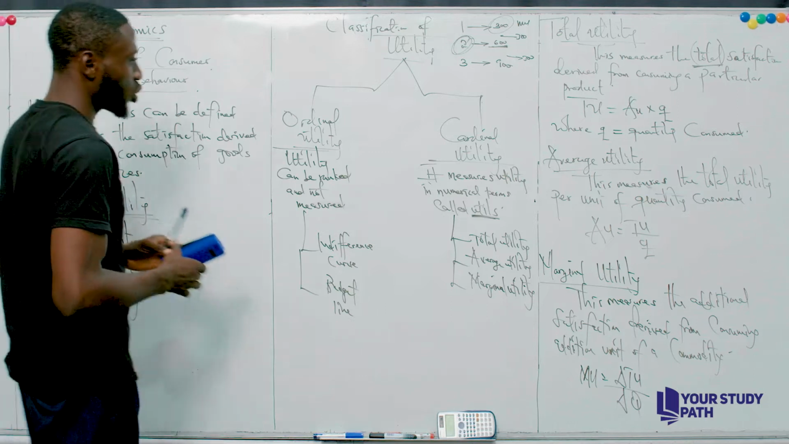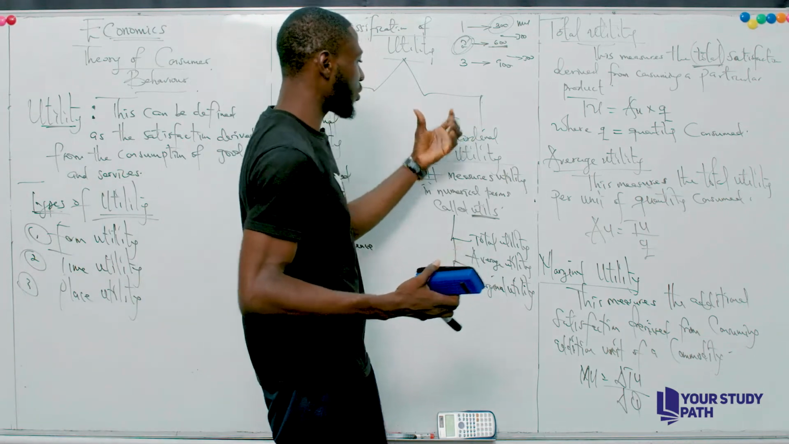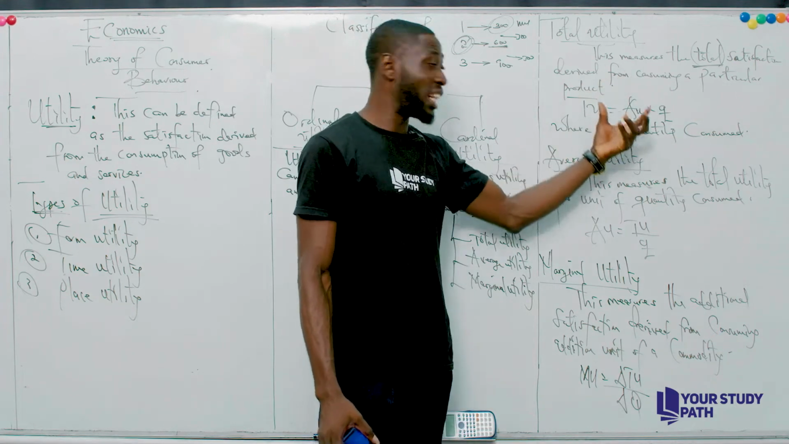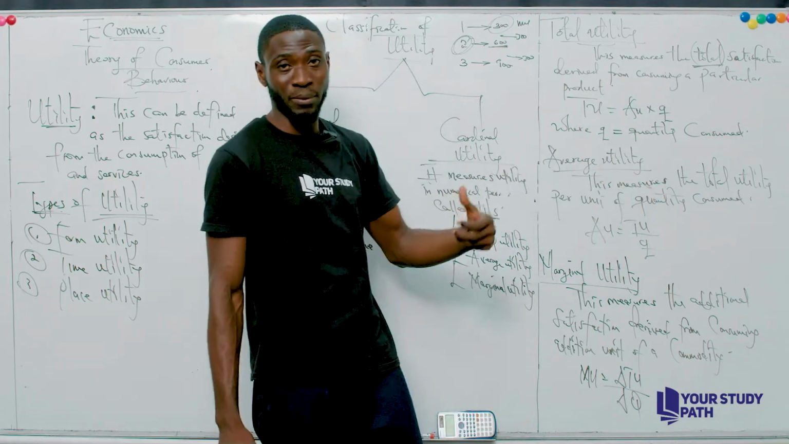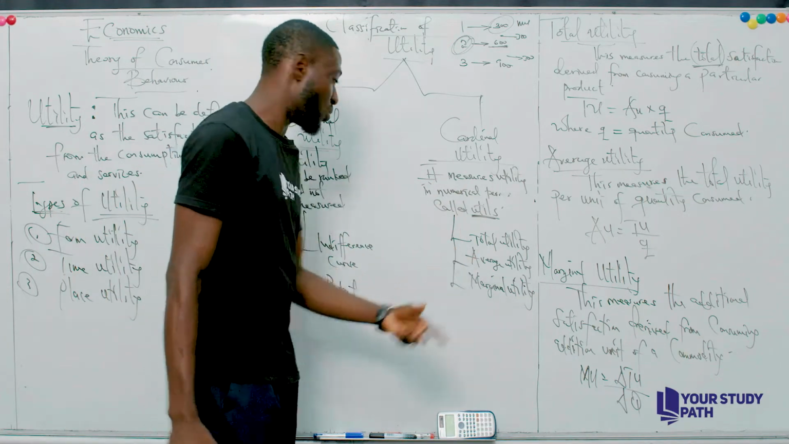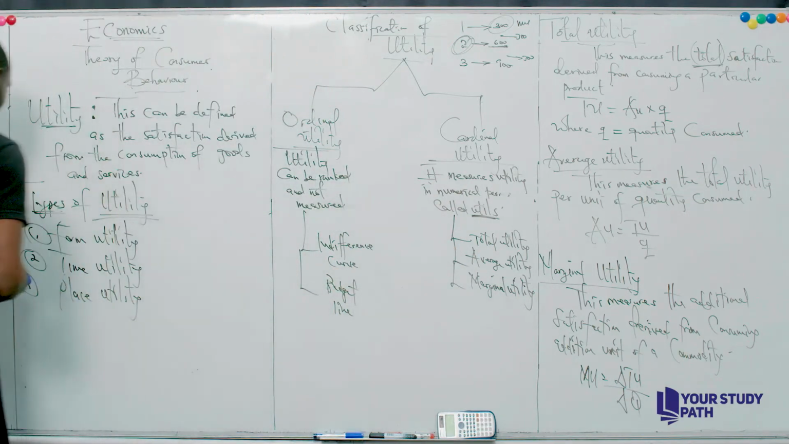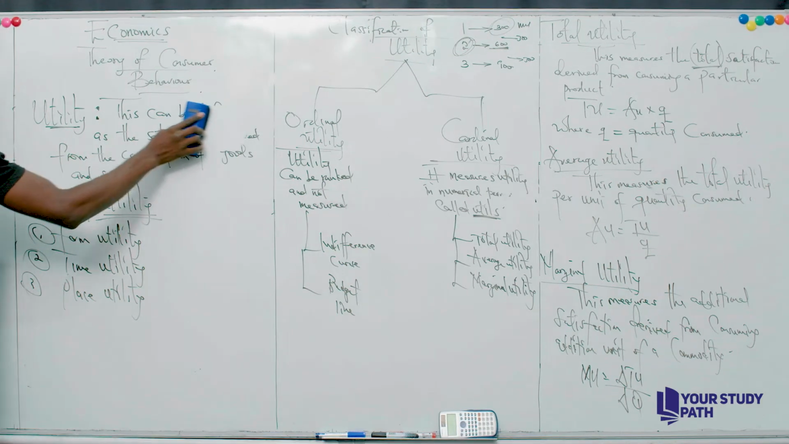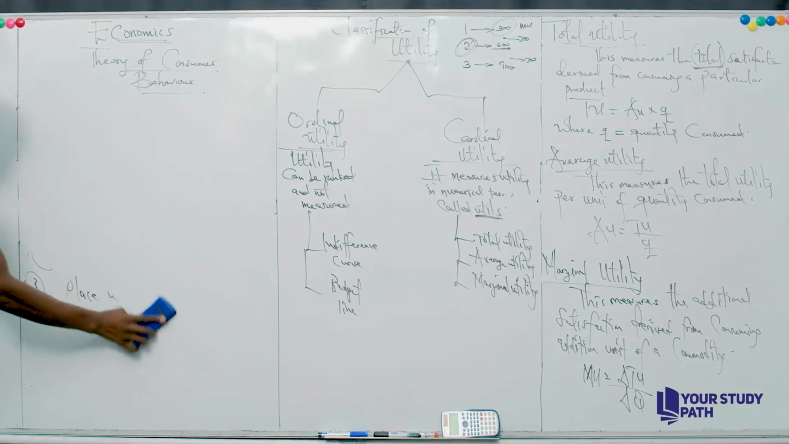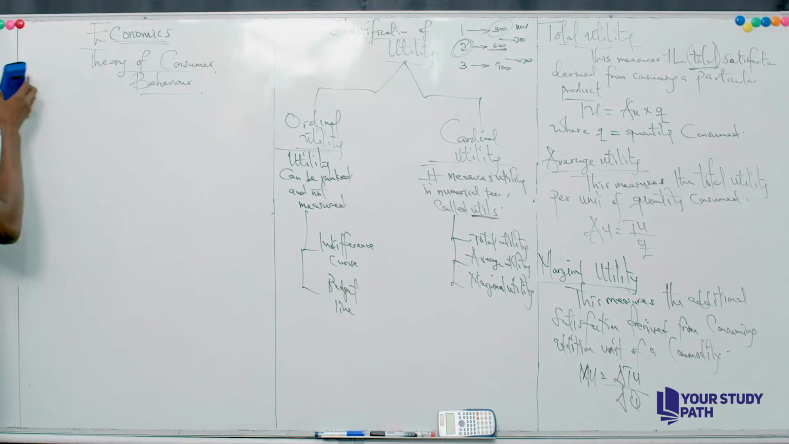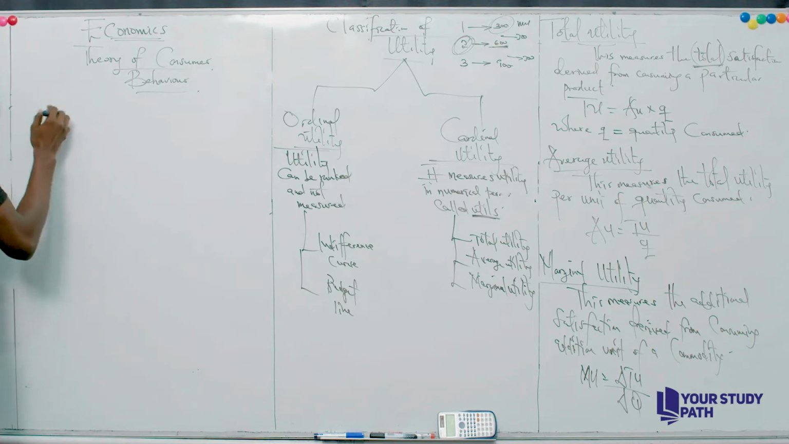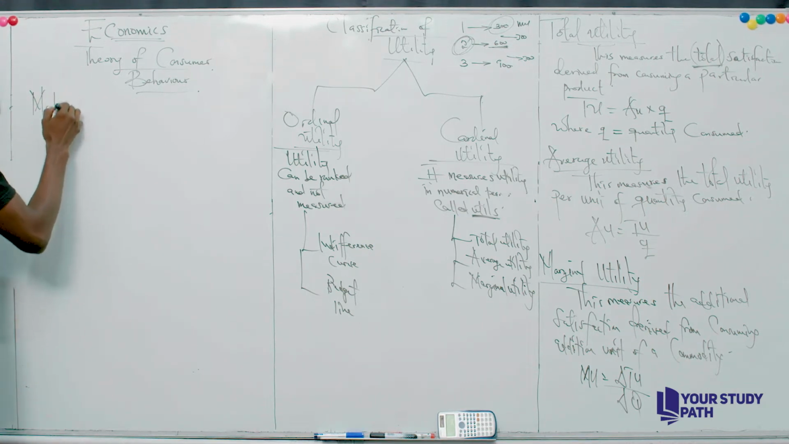Now, we've seen the various concepts of the cardinal utility in theory, right? Now, let us see them in the mathematical aspect and then the graphical approach. Hope you are ready? Good. So let's take this one out. Mathematical approach to utility.